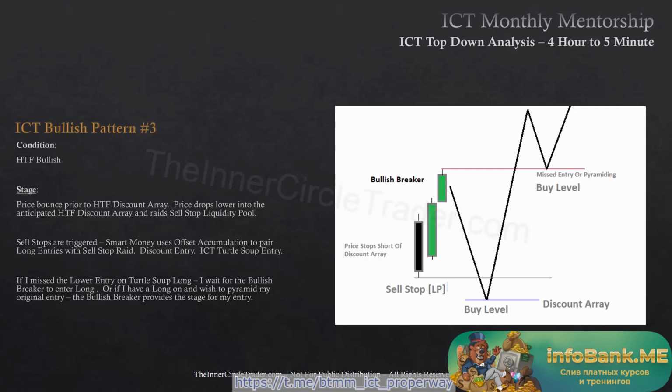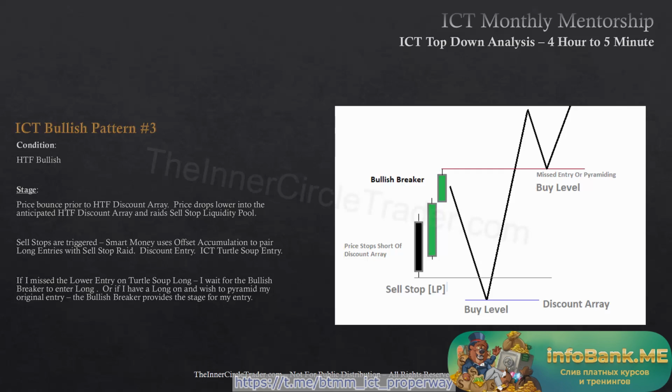Or say I'm hefty and I've got a pretty good size on. Say I got 20 contracts or 20 lots on at the low end on the turtle soup long. I can add 10 now at that higher buy level off the bullish breaker and feel confident that it's not going to go down into that internal range liquidity because it's already done its work running the stops. So it's not going to be an optimal trade entry from the buy level, the lower level of the discount array. It's not going to retrace down into some discount array there because it's already ran the stops.